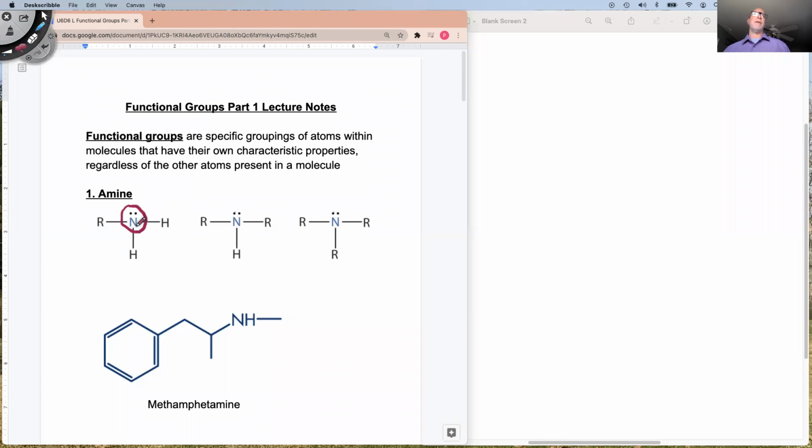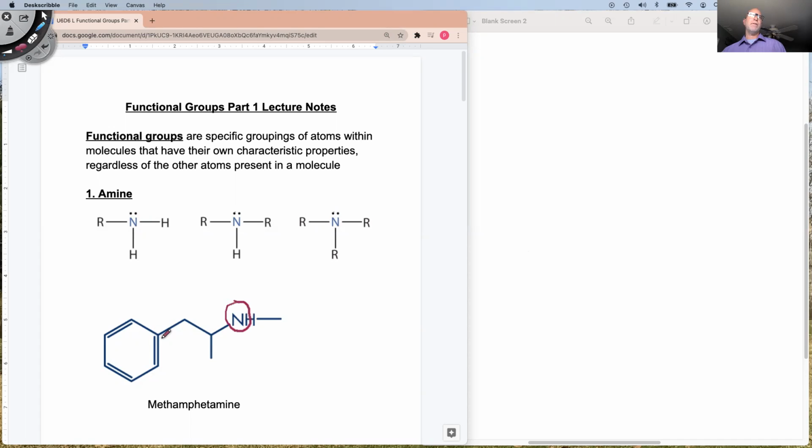What element would they have? They'll have this nitrogen. So an amine group will be a nitrogen that's connected to either a carbon, 2 carbons, or 3 carbons, okay? And here's an example right here. Here's our nitrogen, all right?